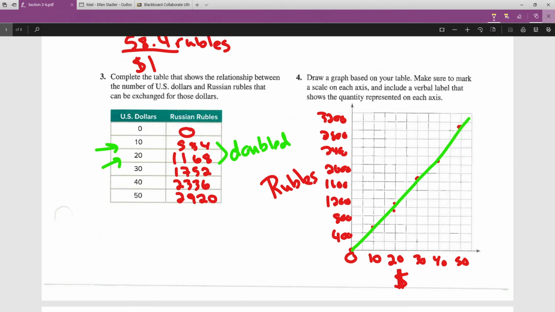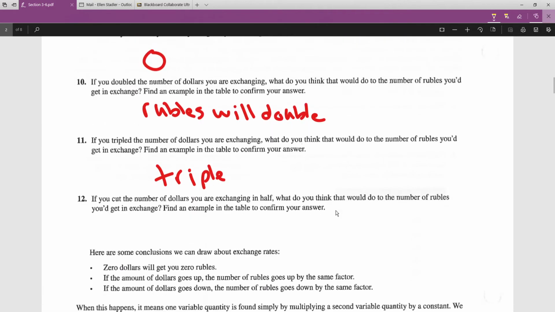When I went from 10 to 30, that's tripling US dollars. What is 584 times 3? It should be 1,752. So it appears that they are doubling and tripling, which is indeed true.